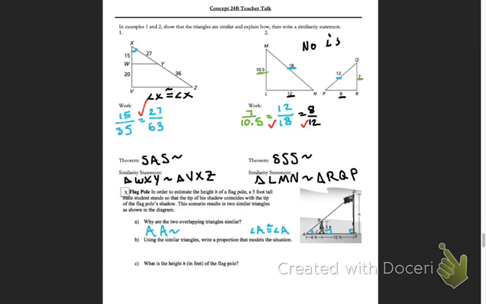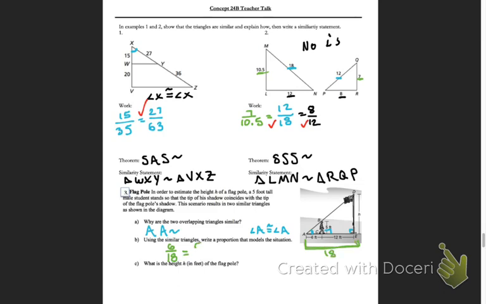Part B, using the similar triangles, write a proportion that models the situation. So remember, we need to go from small triangle to big triangle as we go from fraction to fraction, numerator and denominator. So I'm going to look at 6. Well, what compares with 6? It's got to be 12. We need the whole entire thing. That's going to give me 18. I don't know why I just wrote that. I wrote it already.